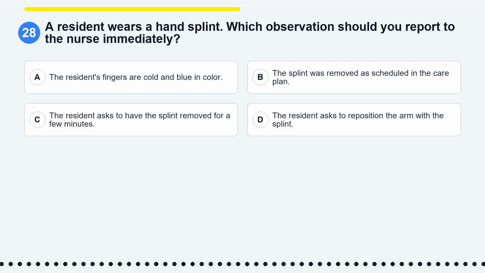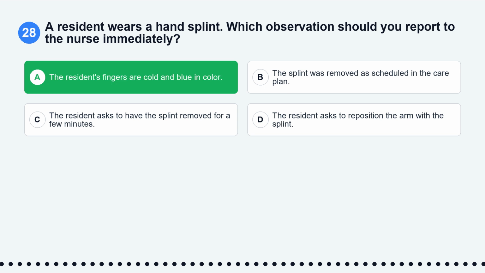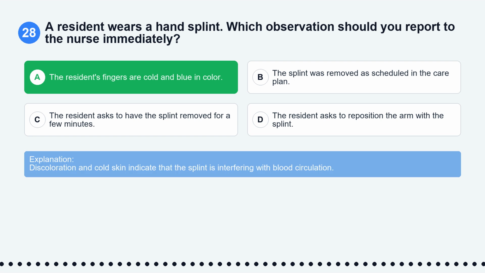Option B, the splint was removed as scheduled in the care plan. Option C, the resident asks to have the splint removed for a few minutes. Option D, the resident asks to reposition the arm with the splint. The correct answer is option A, The resident's fingers are cold and blue in color. Discoloration and cold skin indicate that the splint is interfering with blood circulation.